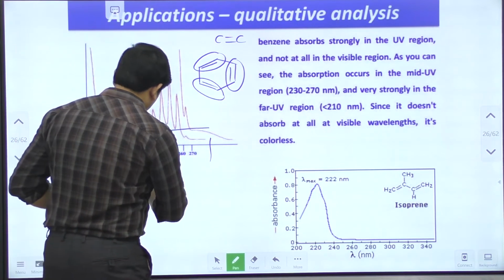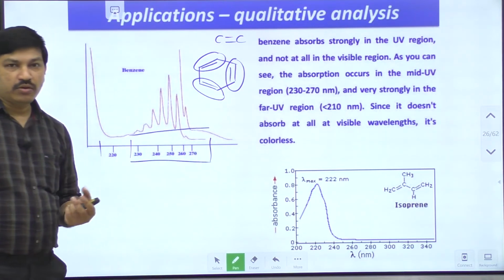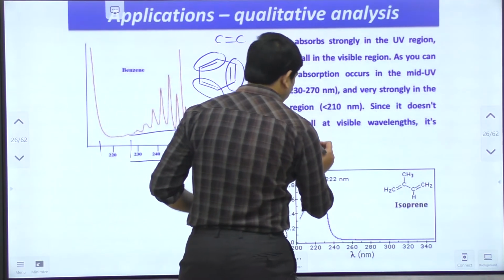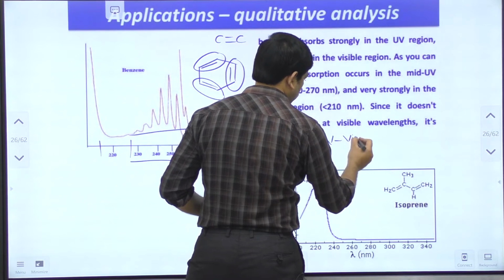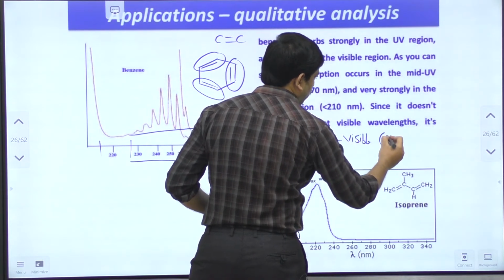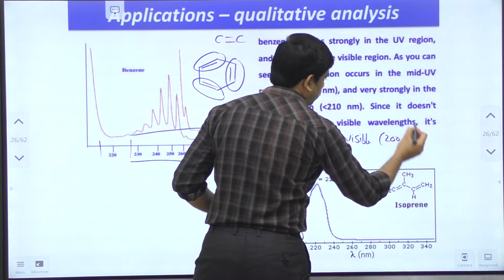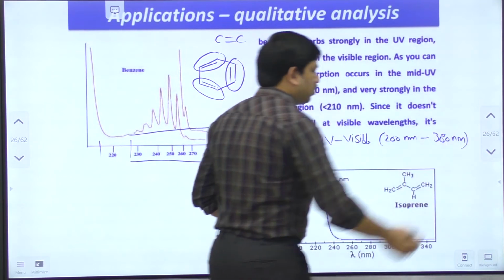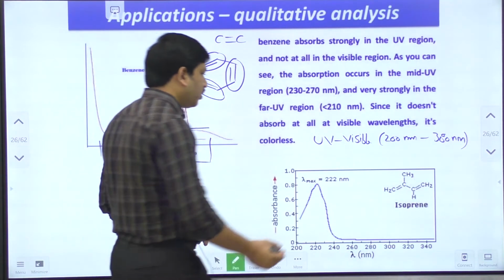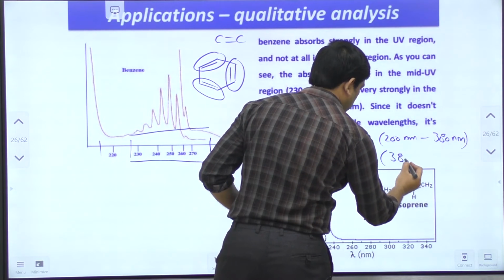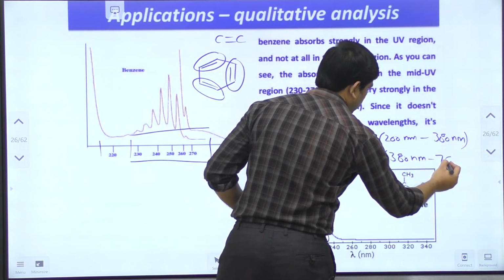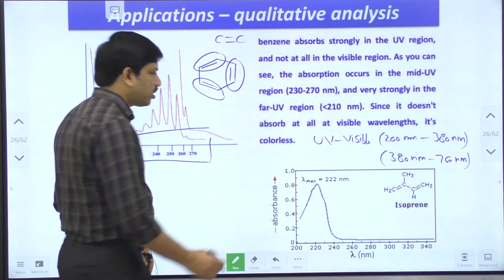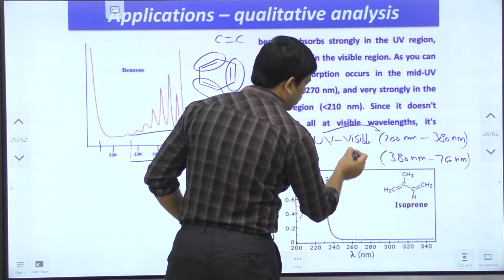And if you see, in which region is it absorbing, whether in the visible region or the ultraviolet region? So what is the UV visible range? 200 nanometers up to 380 nanometers is defined as the UV region, whereas 380 nanometers to 760 nanometers is defined as the visible region. Yes or no? So this belongs to UV and this belongs to the visible region.